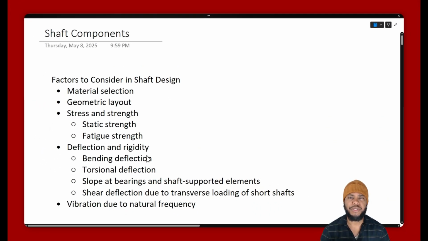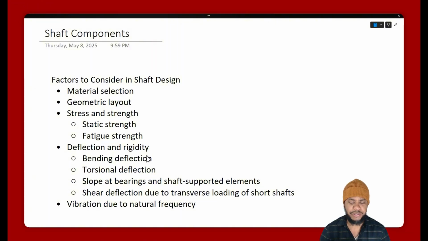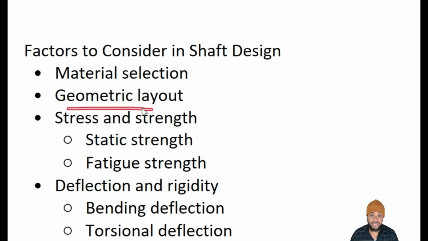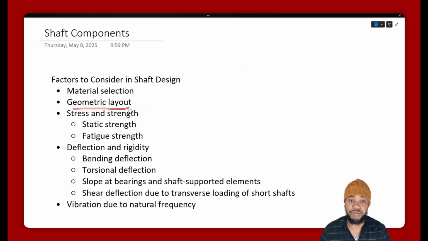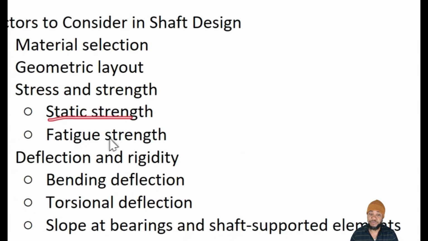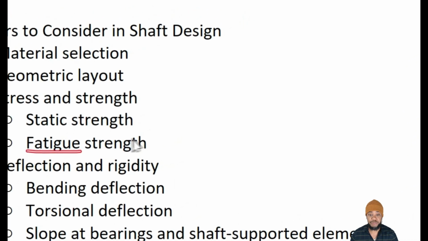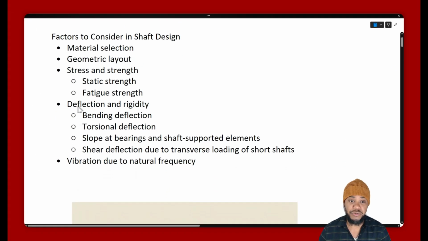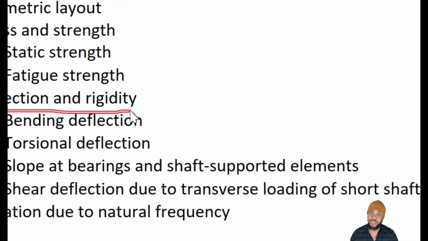Hello, students. Today we're going to learn about shaft components. There are many factors that affect the way that we design shafts. Things such as the material that we select to make the shaft, the geometric layout of the shaft, and the types of components and changes in diameter that are necessary, the static strength of the material, the fatigue resistance of the material, but also things such as deflection and rigidity of the shaft.